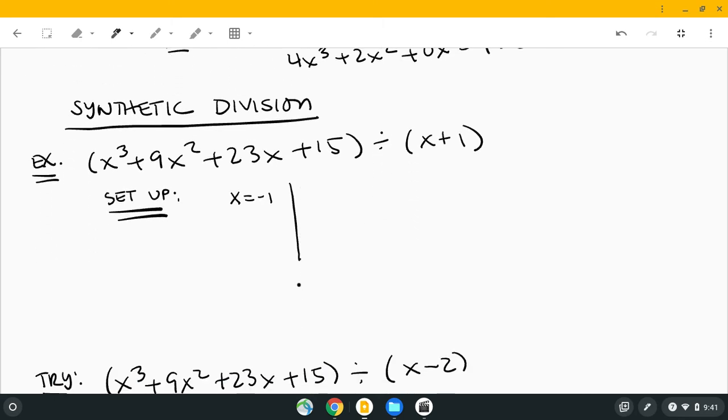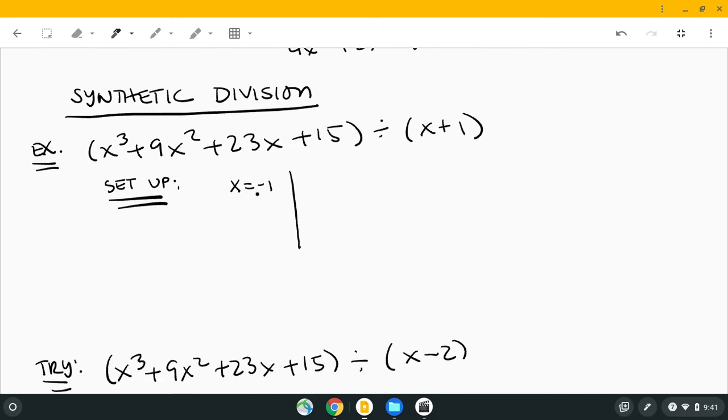All right, so x equals -1, which is the solution to this. And now on this side of the line, I'm going to put the coefficients of this polynomial, just the coefficients, not the x's. Okay, so it's going to be 1, +9, +23, and 15. Okay, and then skip a line, because we're going to fill this in. This is an arrow. Okay, and we're going to be filling this space up with some other numbers.